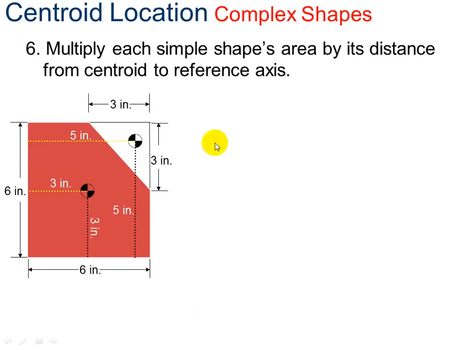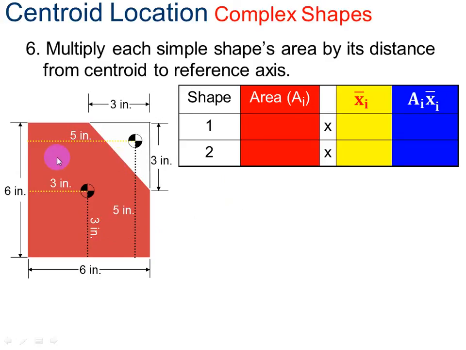So now we have to multiply the area of the shape times its distance from the centroid to the reference axis. The area of shape number 1 is 6 times 6, which was 36 inches squared. The x direction for area 1 is 3. I'm going to multiply 36 times 3, and I get 108.